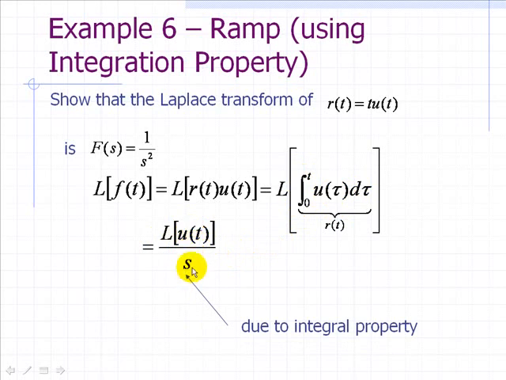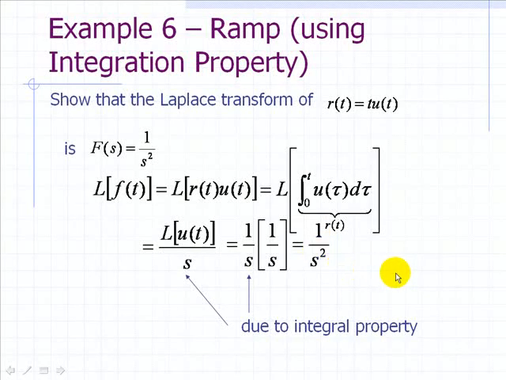So this first 1 over s is due to this integral property, and now we need to find the Laplace transform of u of t. But the Laplace transform of this unit function is just 1 over s. So this is due to the integral, and this is a result of the Laplace transform for a step. And therefore, the Laplace transform of a ramp is 1 over s squared, and we used the integration property to show that.